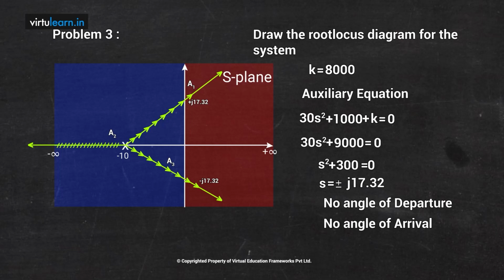So this is my complete root locus diagram, and from that we can say the system is conditionally stable. The system is stable for K ranging from 0 to 8000, and after that it becomes unstable. The other conclusion is, whenever you have triple poles at one particular point, your root locus diagram will just follow the asymptotes.